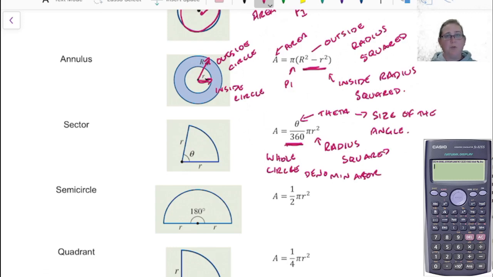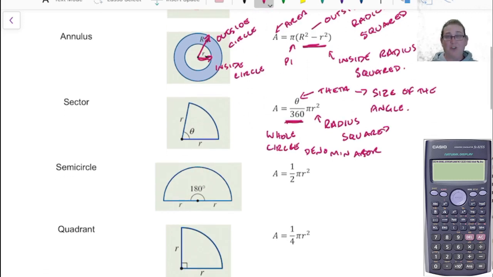Next, we have the semicircle. A semicircle is merely just half of a circle. So that is just half of pi r squared. And a quadrant, well, a quadrant is a quarter of a circle. So now it's just a quarter of pi r squared. So they're those formulas. They all work pretty well.